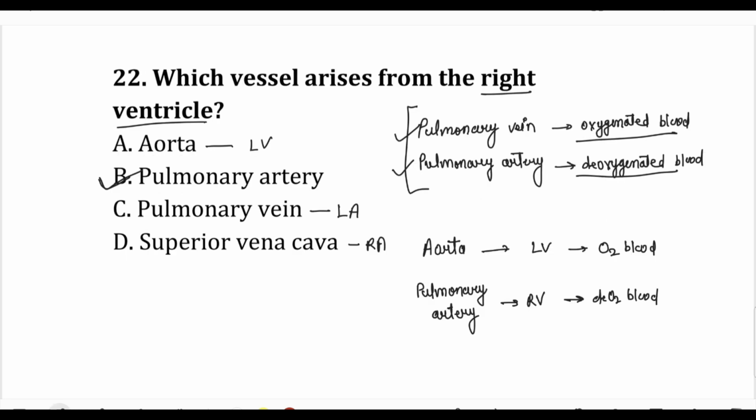So बच्चों ये याद रखना है, aorta takes the blood from left ventricle and carries the oxygenated blood, and pulmonary artery takes the blood from right ventricle and it carries the deoxygenated blood.